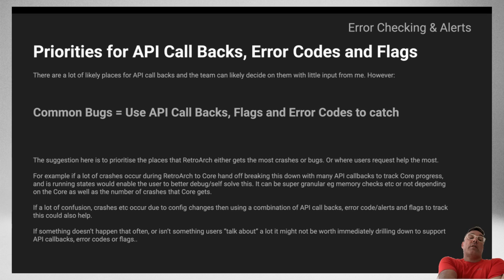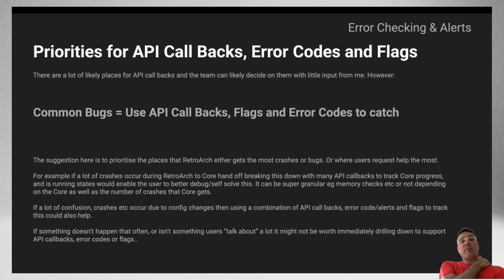Yeah, so this section is for talking about development priorities. There are likely loads of places where you could make use of API callbacks and generate error codes off them. My suggestion would be to figure out what the most common bugs and most common complaints that users have are, and use callbacks, flags, error codes, etc. to start tracking those and start helping users with them.